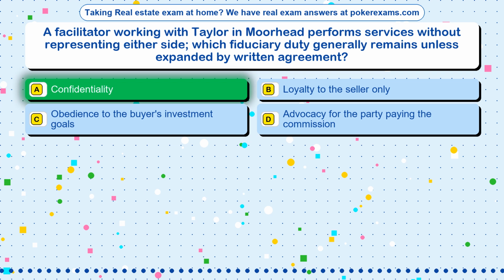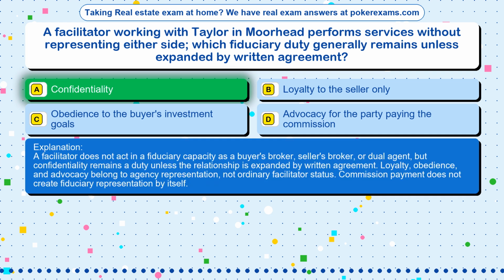The correct answer is option A, confidentiality. A facilitator does not act in a fiduciary capacity as a buyer's broker, seller's broker, or dual agent, but confidentiality remains a duty unless the relationship is expanded by written agreement. Loyalty, obedience, and advocacy belong to agency representation, not ordinary facilitator status. Commission payment does not create fiduciary representation by itself.